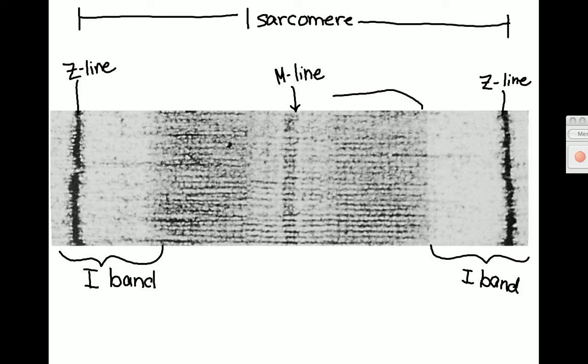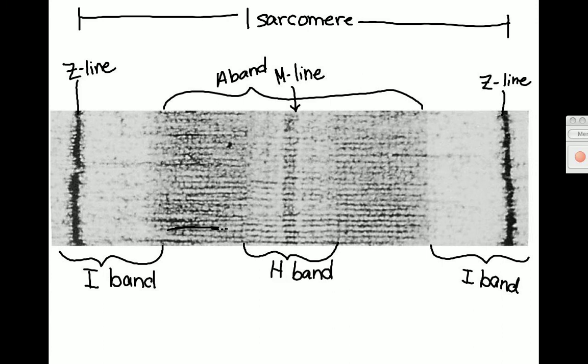Then we have our dark area, which is the A band. And you can see that we've got this darker area here within the A band. Then we have this light. It's still dark, but it's lighter than on the sides. That's our H band, where we only have the thick filaments, not the thin.